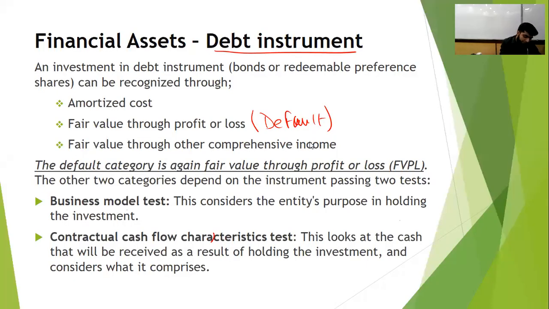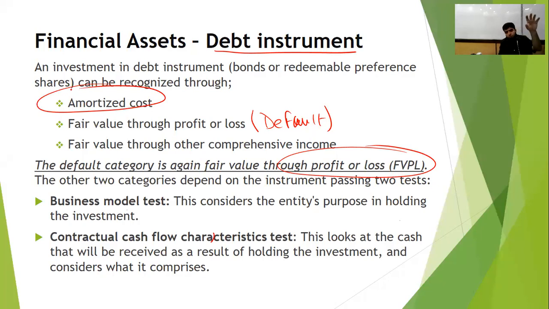So let's have a look at this. Default category, again, fair value through P&L. But one thing I need to clarify, and I will clear this in questions. If in the question you are not provided with the fair value, if the examiner has not given you the fair value, you need to account for this investment at amortized cost. Many students face this problem and are confused regarding this.